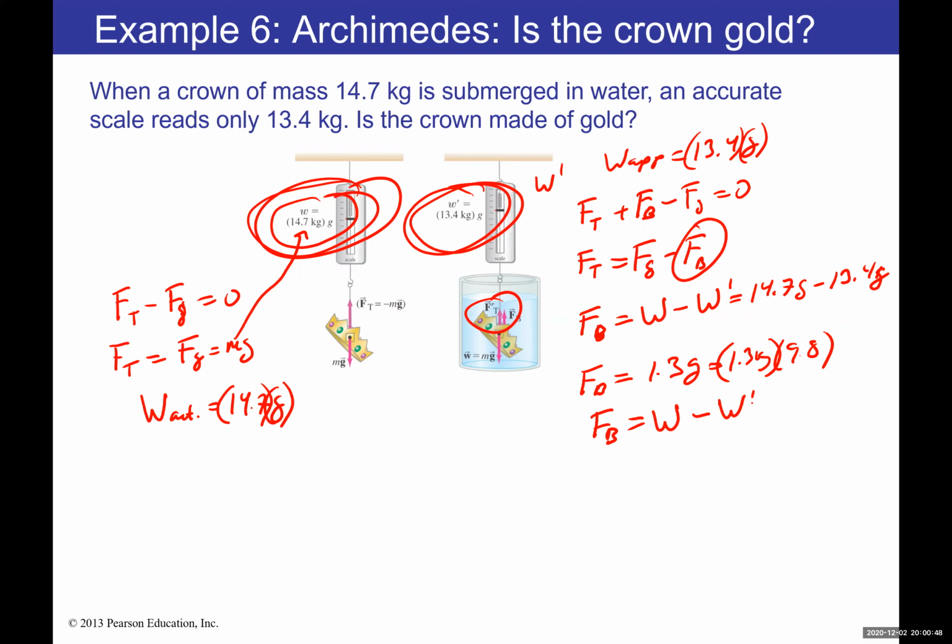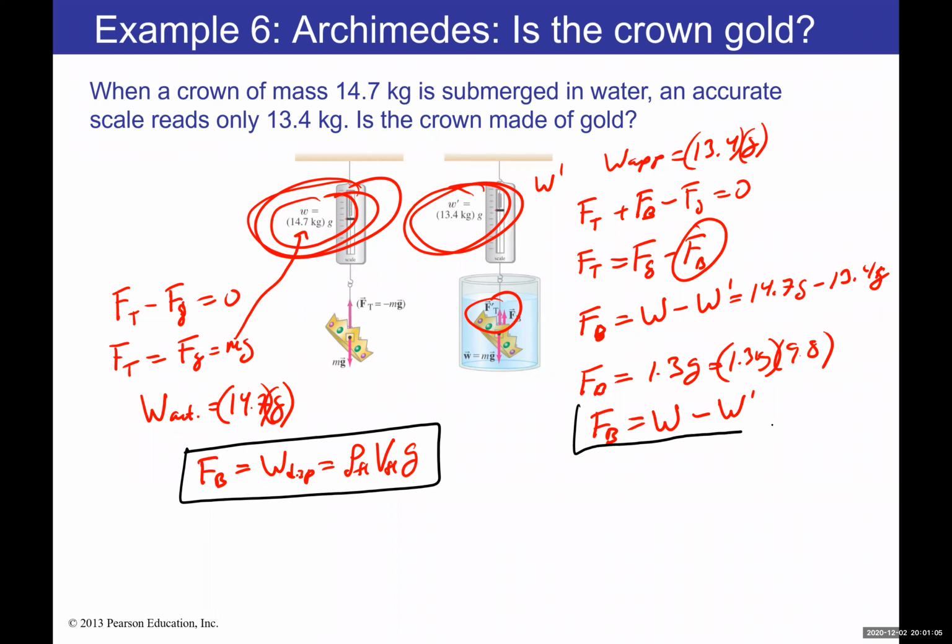We also know that the buoyant force equals the weight of the displaced fluid, which equals the density of the fluid times the volume of the fluid times g. That means there are two equations for the buoyant force: one from the difference between actual and apparent weights, the other from the weight of the displaced fluid. We're going to combine them, so W minus W prime equals the density of the fluid times the volume of the fluid times g, because both are equal to the buoyant force.